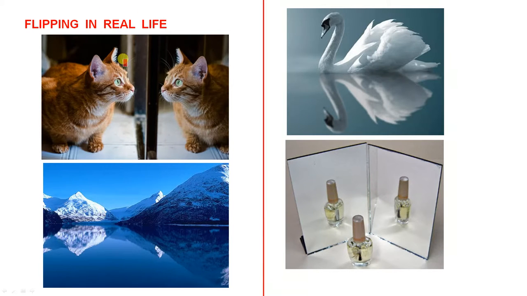Flipping in real life, the cat is looking at itself in the mirror. You've got the beautiful snow-covered mountains, they're being flipped. This beautiful lake here is so still that it's sort of acting like a mirror. Same with the swan, it's on a beautiful still water and it can see its reflection in the mirror. And the same with this bottle of perfume. It's been flipped in that mirror and that mirror there.